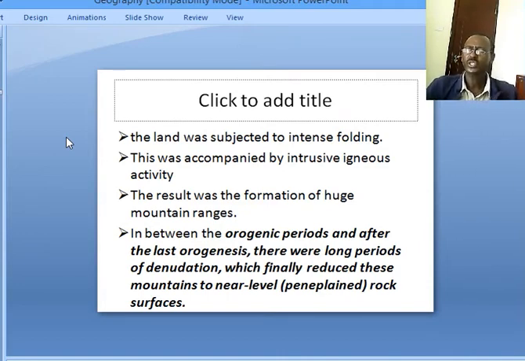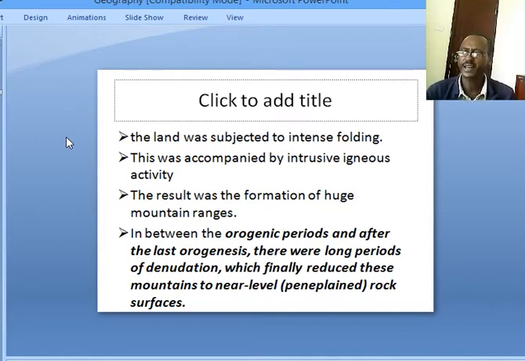When we study rocks, there are three different kinds: sedimentary rock, igneous rock, and metamorphic rock. Igneous rocks are formed by high heat as a result of volcanic activity and so on. So during that period, the result was the formation of huge mountain ranges because of volcanic eruption and other intrusive igneous activity. What we have seen in the Precambrian era was what we call orogenesis.